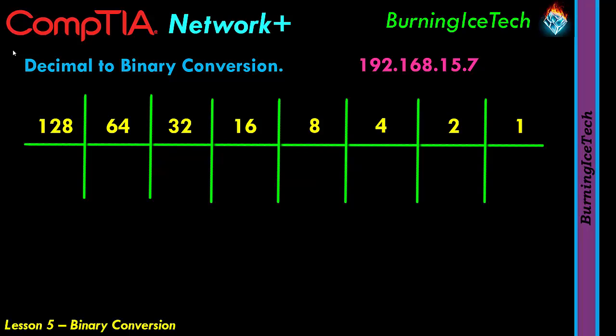So we're going to start at the octet on the left, being the 192, and we're going to convert that to binary. And once we're completely done with that, then we'll move on to 168. And then we'll move on to the 15. And then we'll move on to the 7, of course, the last one. So we're going to have to do it 4 times. And the same actually goes if you want to go backwards. If you want to convert from binary to decimal, it's also going to be 4 times.